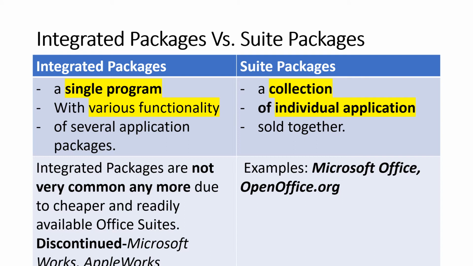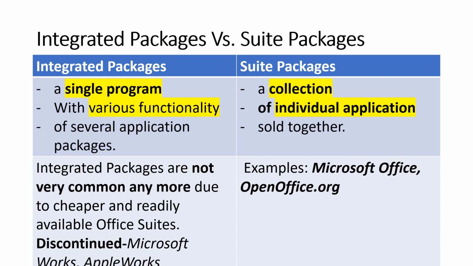Now we move to types of software, how software is being sold. If we have various services, it can be in the version of integrated packages or suite packages. First of all, integrated packages, what's the difference? An integrated package is just a single program, but that single program has various functionality as if they were different software. For example, Microsoft Works or Apple Works. This is not very common anymore.